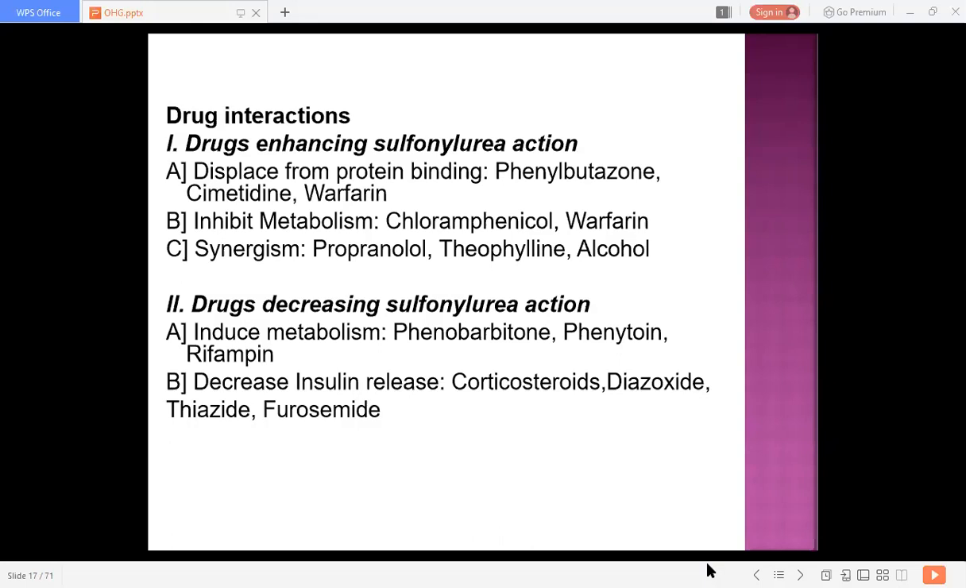Drugs decreasing sulfonylurea action: phenobarbital, phenytoin, and rifampicin induce metabolism and decrease the sulfonylurea action. Corticosteroids, diazoxide, thiazide, and furosemide decrease insulin release.